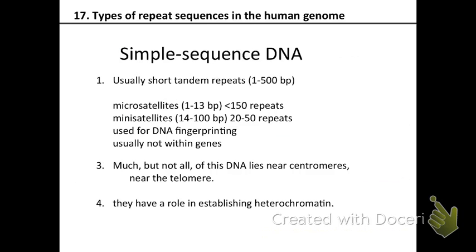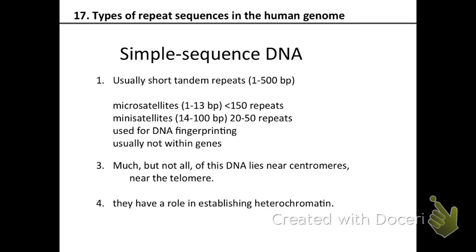All right. Okay. So what kind of repeat DNA are we talking about here? There is one class of repeat DNA called simple sequence DNA. These are usually short tandem repeats. They're 1 to 500 base pairs. If they are about 1 to 13 base pairs and they have fewer than about 150 repeats, these are called microsatellites. If they're a little bit longer, they typically have fewer repeat numbers.